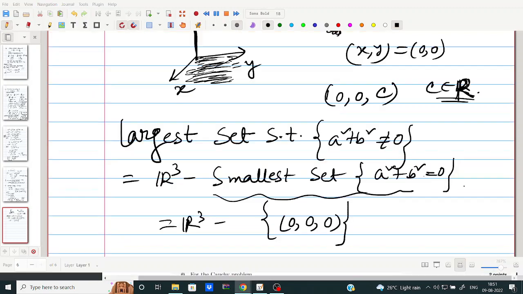So the answer for this question is option C. Which one of the following is the largest set containing the points where a square plus b square is non-zero? I find the points where a square plus b square equals 0, and then I remove this set from R3. The set where a square plus b square equals 0 is only the point (0,0,0). So I got the answer as C, R3 minus (0,0,0).